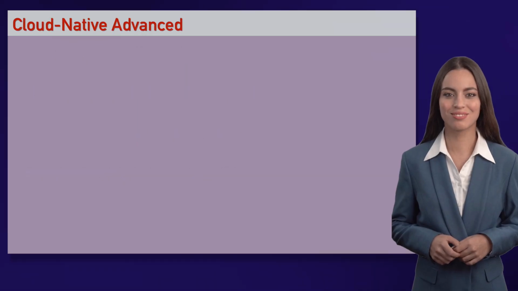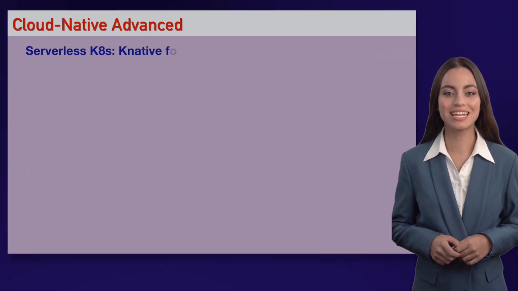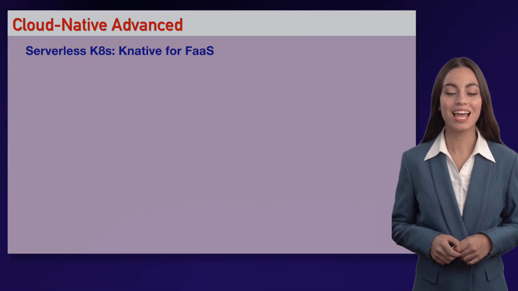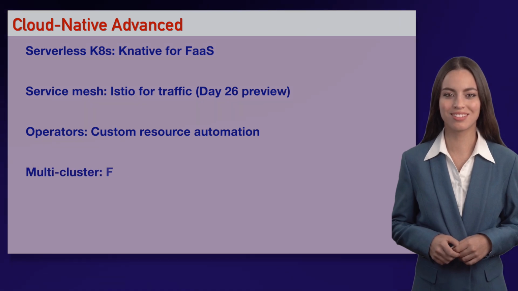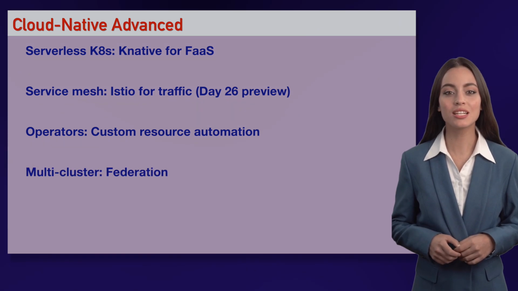Advanced cloud native. Run serverless on Kubernetes with Knative for fast, Lambda-like scaling. Add service mesh like Istio for traffic management. Previewing Day 26. Use operators to automate custom resources. Federate multi-clusters for global distribution and failover.